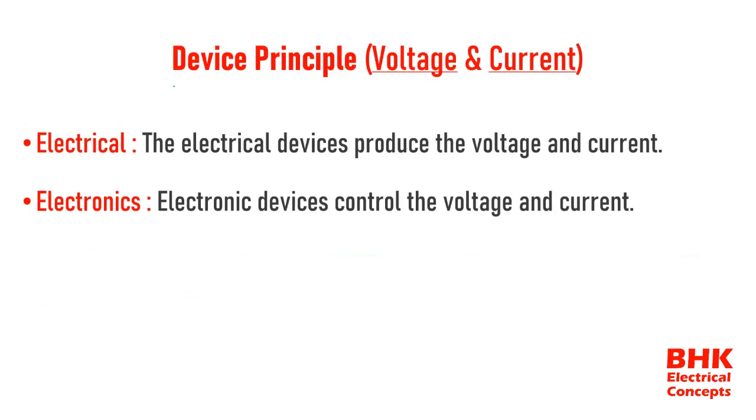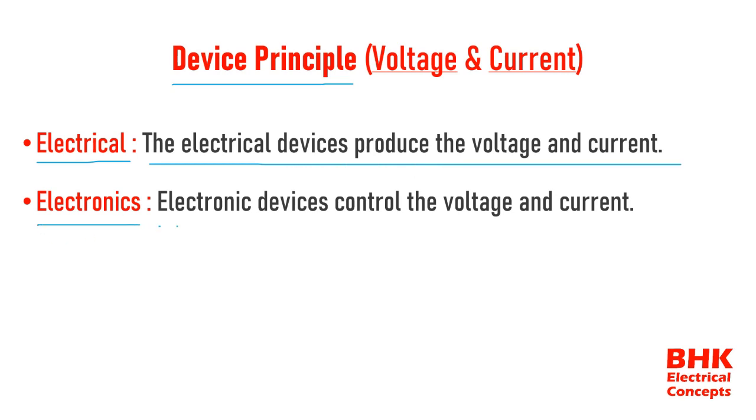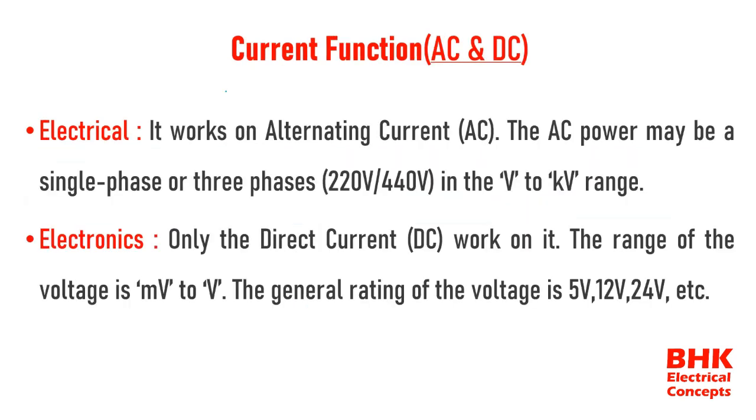Now in terms of device principle, electrical devices produce voltage and current. But electronic devices control the voltage and current. An electrical system always generates electrical voltage or current, but electronics always controls the voltages and currents used in the systems.